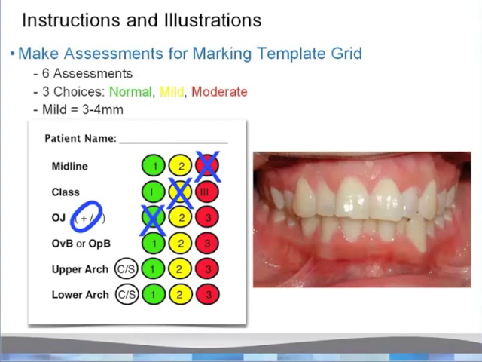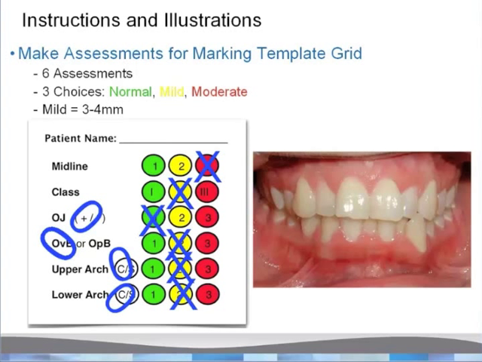Now we're going to make our assessment of overbite or open bite. There is no open bite there, so we're assessing overbite, and the overbite is the 1 of 2. Upper arch is crowding. Obviously we have crowding of level 2, and the lower arch is the same, crowding 2. So that is your template assessment for this particular patient. It's just that easy and straightforward.